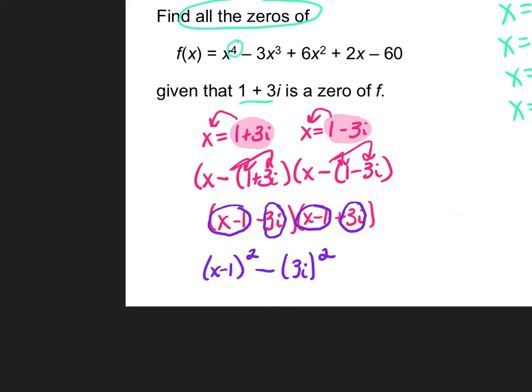And now we just use our algebra skills and we say, okay, well, this becomes (x minus 1) times (x minus 1) minus, if I distribute this, this becomes 9i squared. As soon as I see i squared, what happens?